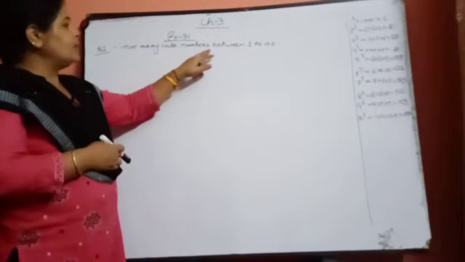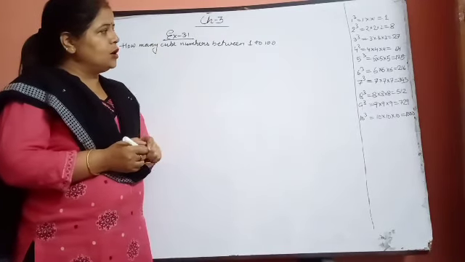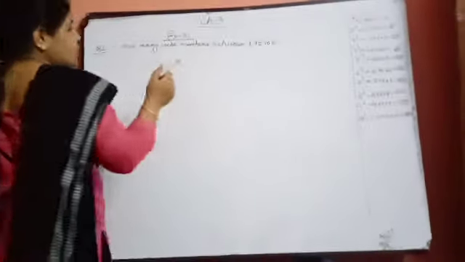I have written it on the blackboard also. How many cube numbers are between 1 to 100? You can see that between 1 to 100, 125 is greater than 100. So 1, 2, 3 and 4 cube numbers are between 1 to 100. The first one is 1, the second is 8, the third is 27 and the fourth is 64. After that, the fifth cube, 5 cubed, becomes greater than 100. So how many cube numbers are between 1 to 100? That is 4. It will be the answer.